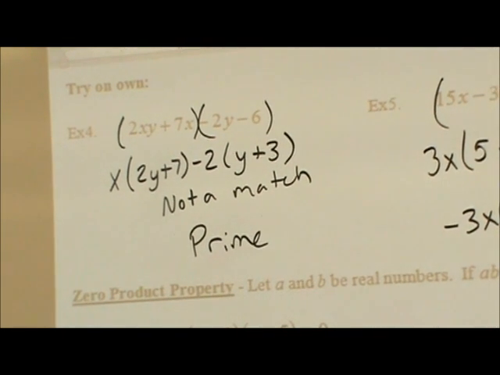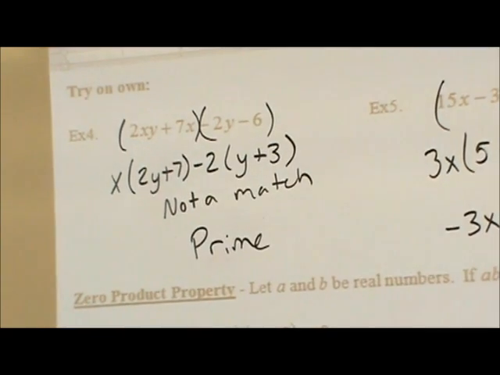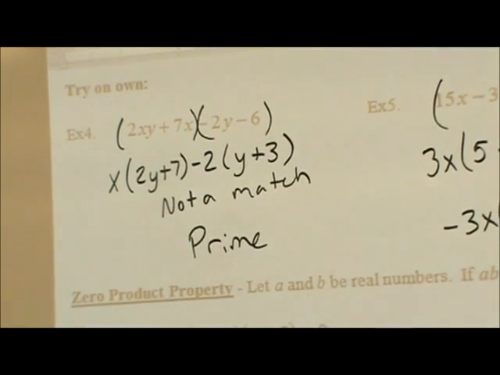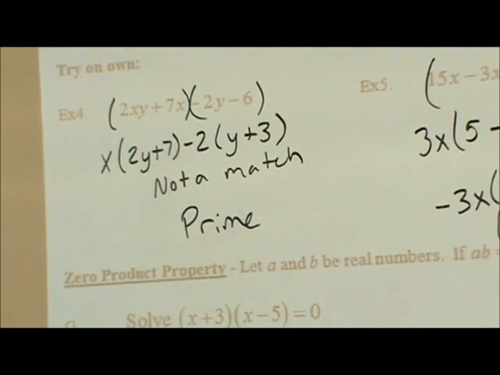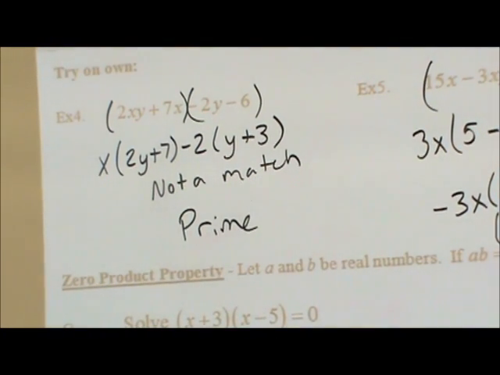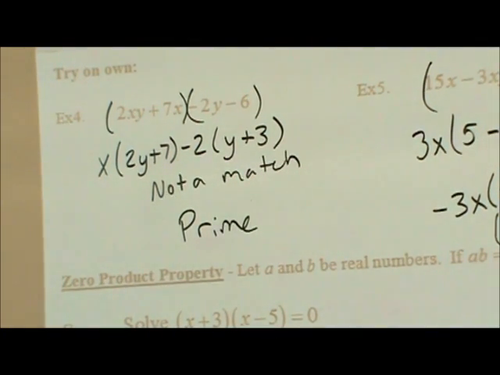Alright, let's look at the first example here, example 4. When you start, group the first 2 terms, group the last 2 terms, take their GCFs out, and this time we see that they're not a match, okay? They're not the identical parentheses inside. Once you see that, we know it's called prime. And I wanted to show you that first on the notes tonight, and then you'll see some more of those tomorrow in class. It happens.